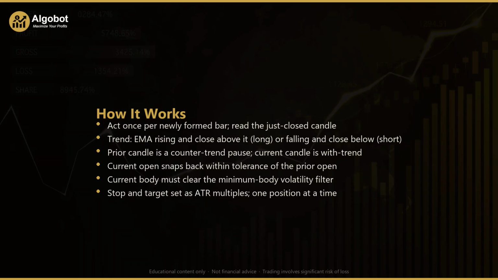The short side is an exact mirror. A falling average, price below it, a prior bullish candle, a current bearish candle opening near the prior open, and a body of sufficient size.